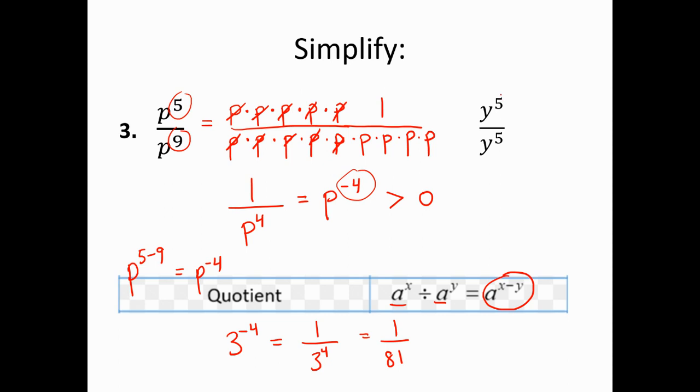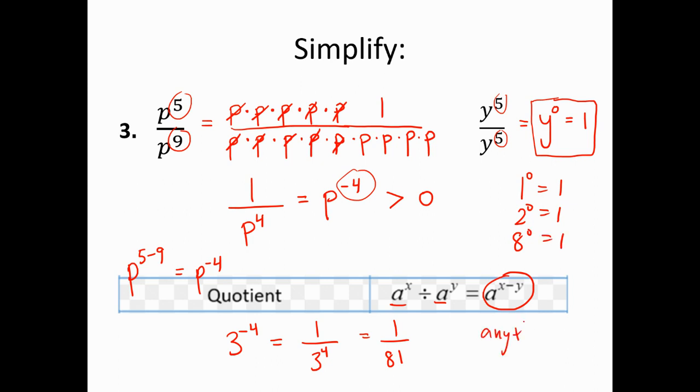And then if I use this quotient law that says I can subtract exponents, what's going to happen here? I'm going to get y to the 5 minus 5 is 0. But then we also know that anything divided by itself is equal to 1. So this means anything to the 0 power equals 1. So 1 to the 0 equals 1. 2 to the 0 equals 1. 8 to the 0 equals 1. Anything, when I raise it to the power of 0, equals 1. I know your minds are blown right now.